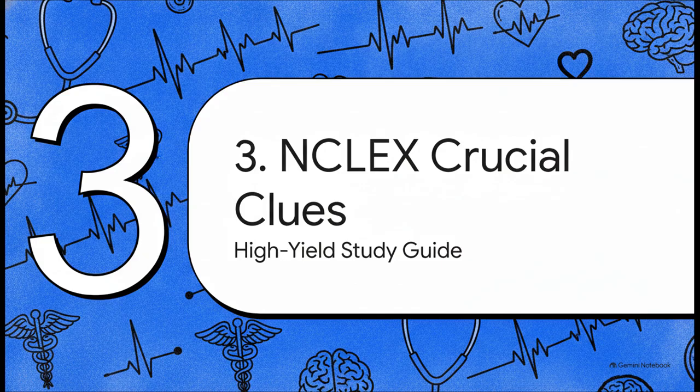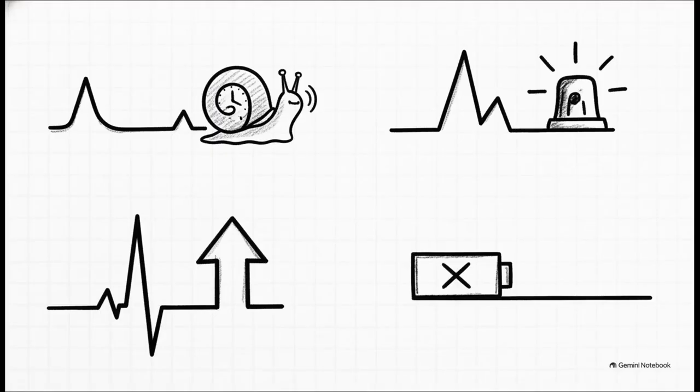Next up, Section 3. Crucial clues for NCLEX. If you're prepping for the NCLEX, or honestly, any major nursing exam, consider this your ultimate screenshot-worthy study guide. As a clinician, you don't just want to spot a weird squiggle on the grid, you need to know the so what. For instance, a prolonged PR interval means delayed conduction. That's a first-degree AV block.